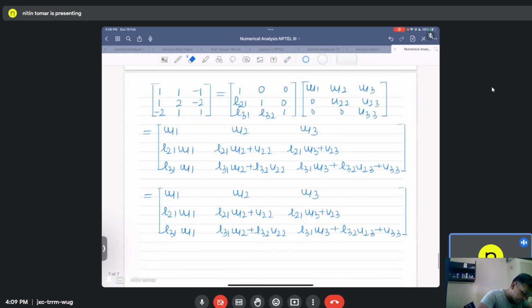As you can compare it directly, I will copy this matrix and paste it to plug in the values. So u11 is 1, right? You just compare. Is this step clear? Now you can remove all these u11 because it is 1. So what does it give you? L21 is 1. And L31 is minus 2.